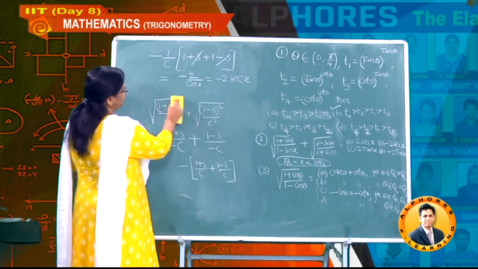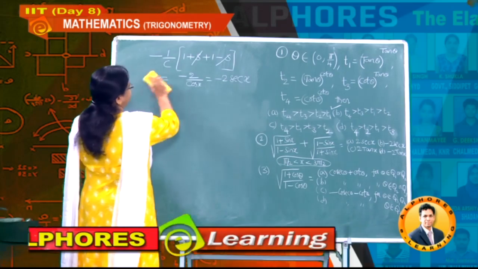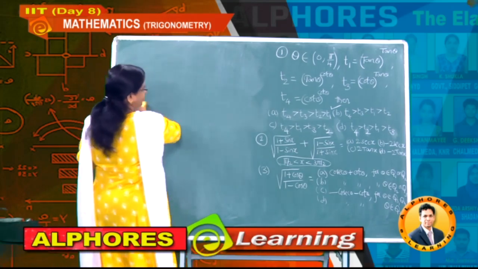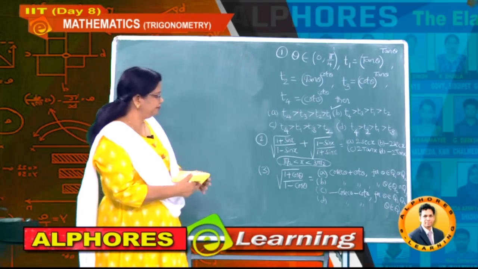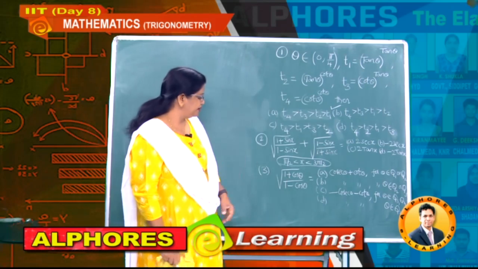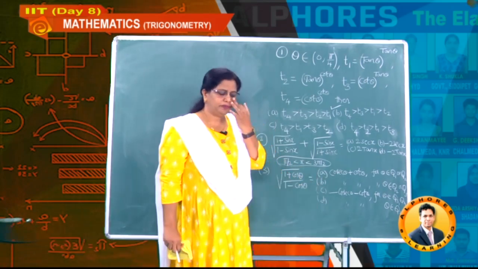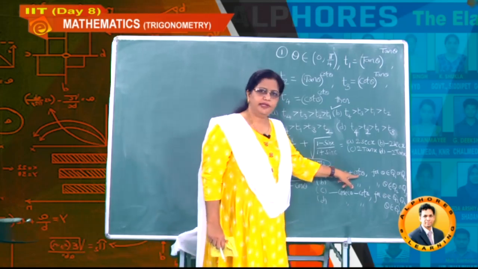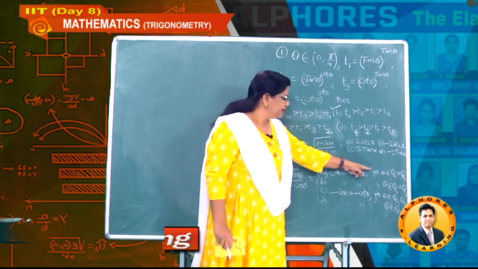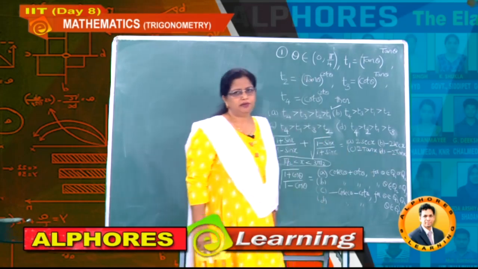Now let us observe the third problem. What is the third problem here? In the same model, cos value, but here you observe under root of 1 plus cos by 1 minus cos. How have they given the options here? 4 options are given. One option is given as cosecant plus cot, for theta belonging to the first quadrant or second quadrant.